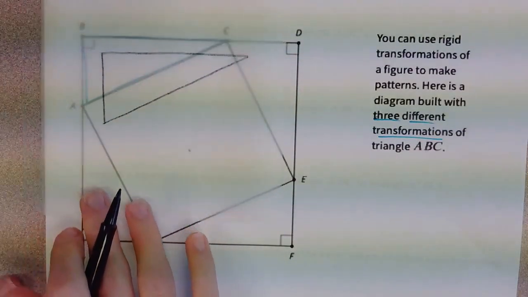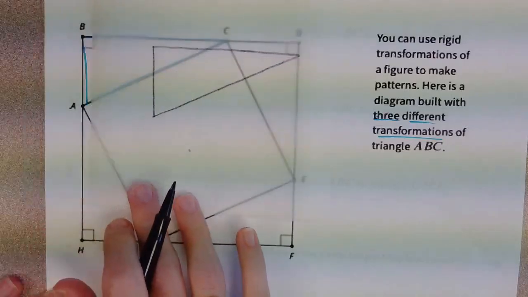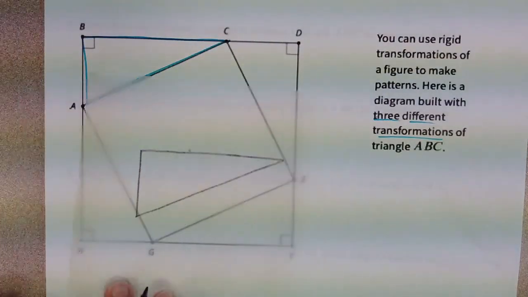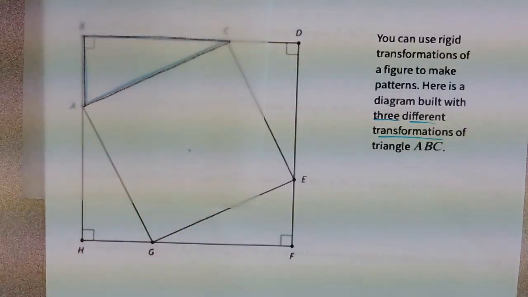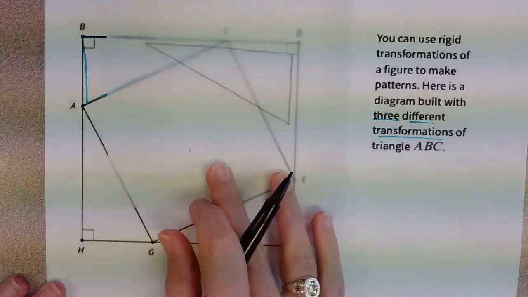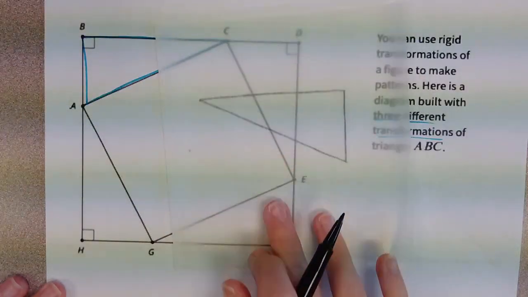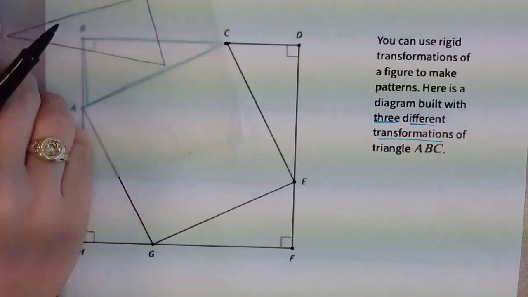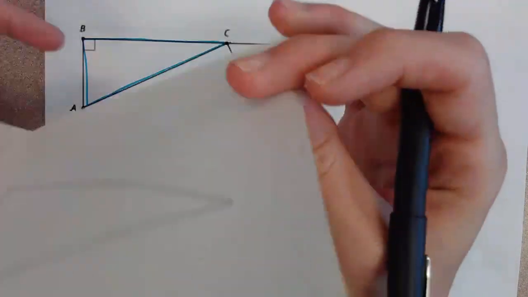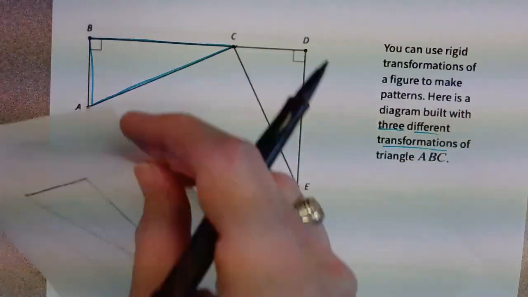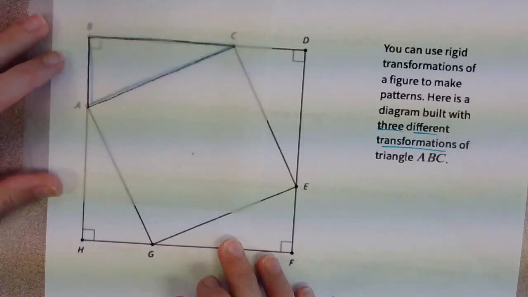Translation would be a slide in a direction, and the triangle is not changing. Well, none of these are a slide, so that rules out translations. Reflection is a flip, so if I flip my patty paper, that's what the triangle should be looking like. None of these triangles are looking like that, or I could flip the paper this way, but none of the triangles are looking like this. So that leaves me with rotating.